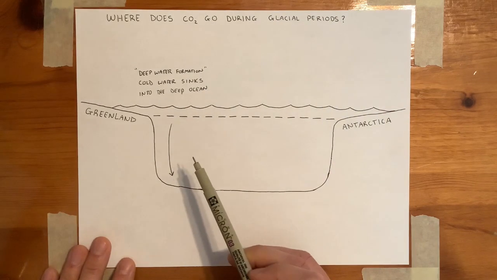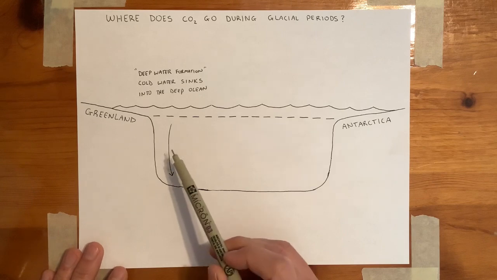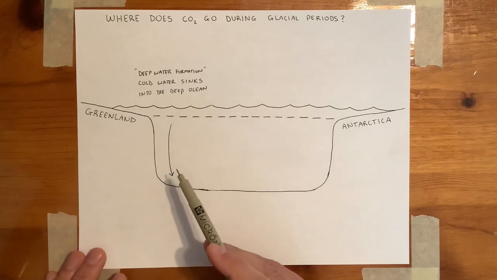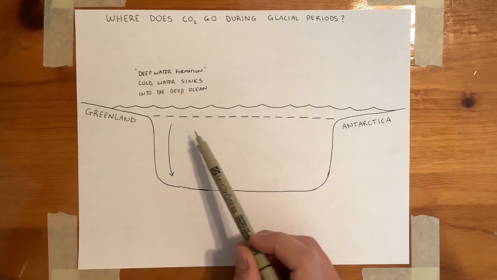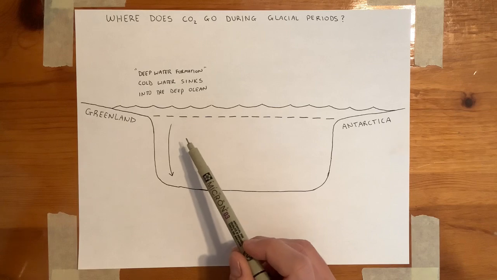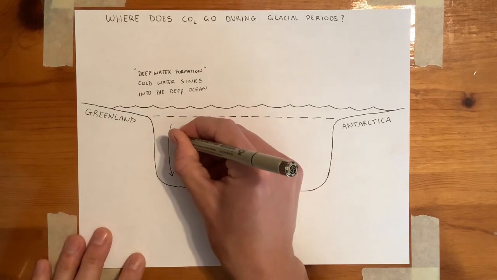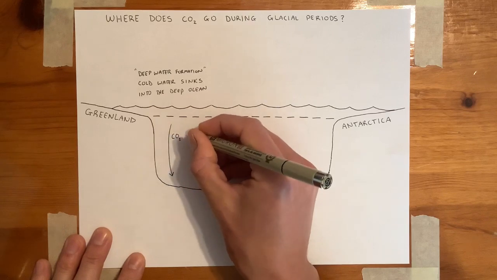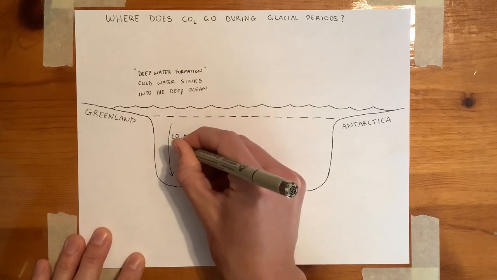Now, cold water sinking in the North Atlantic brings down CO2 and oxygen with it. And the reason that it does this is because cold water is able to hold more dissolved gas inside of it than warm water is. So when this water sinks, it's very CO2 rich and very O2 rich.